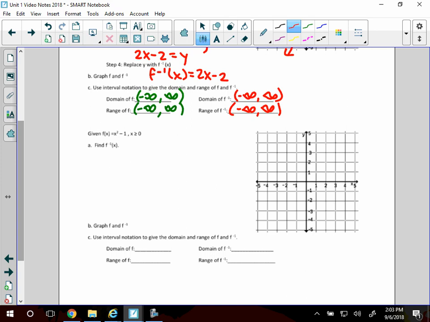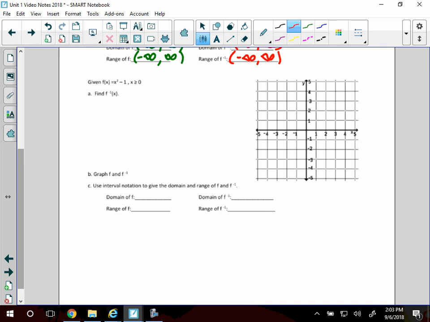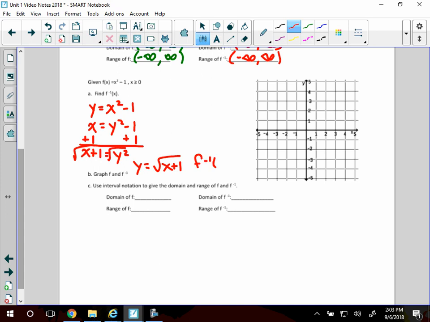All right. So the second one. Now I've got a quadratic equation, and I'm going to find its inverse. So we're going to walk through these same 4 steps again. So first I'm going to replace f of x with y. Then I'm going to switch x and y. And now I'm trying to get y by itself. So I've got y equals the square root of x plus 1, which means f inverse is the square root of x plus 1.